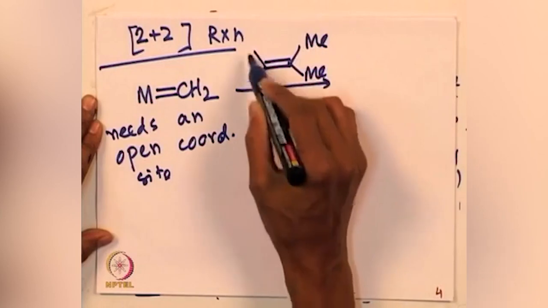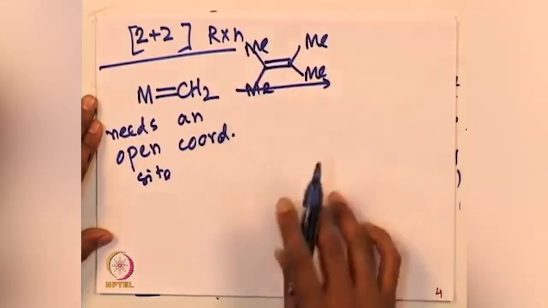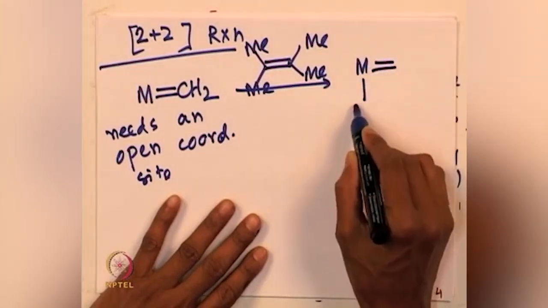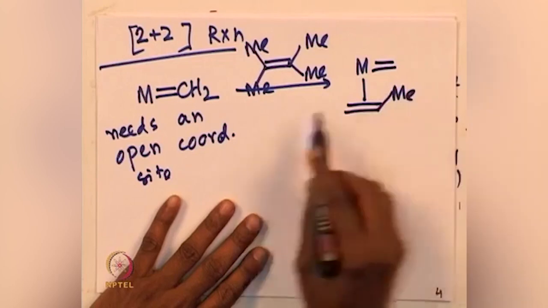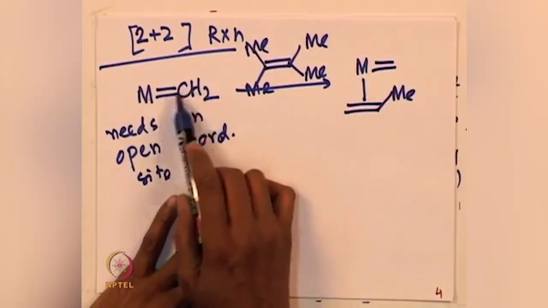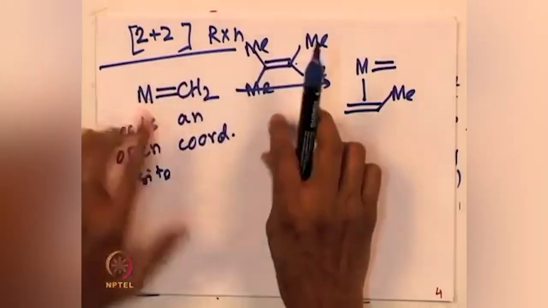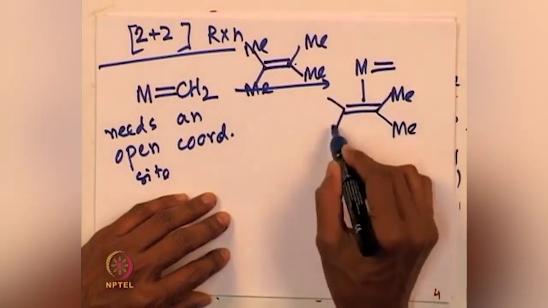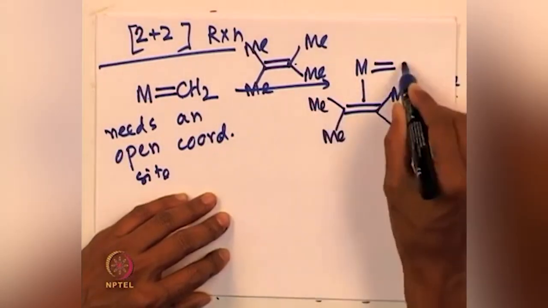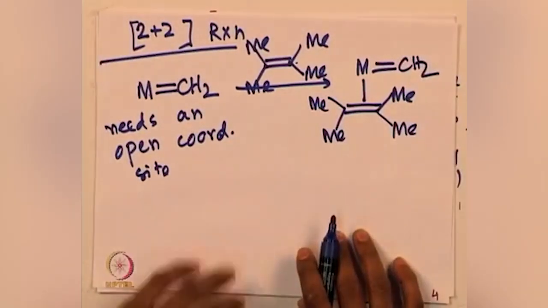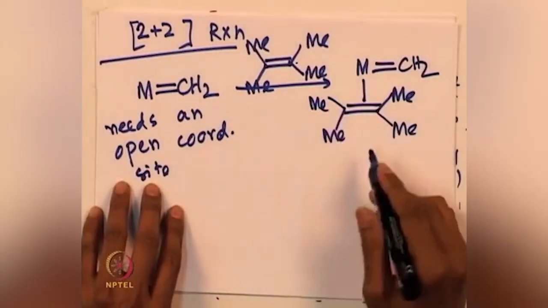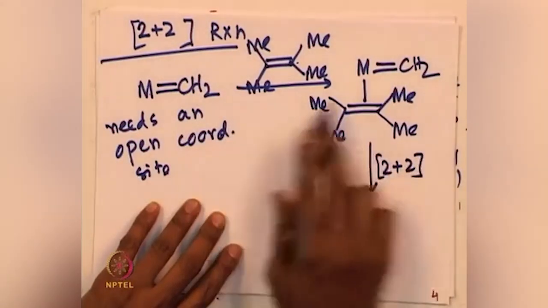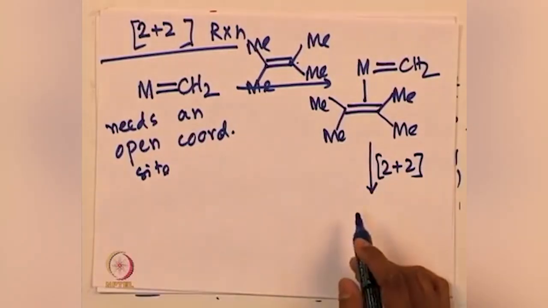Let's say, for example, you have this olefin. It's very easy to track, that's why we took this olefin. What the first step would be is coordination. You have to coordinate your two centers, 1, 2. These are the two centers where the 2 plus 2 reaction will take place, and you have this olefin over there, so it is coordinating. First is an open coordination site, which is happening.